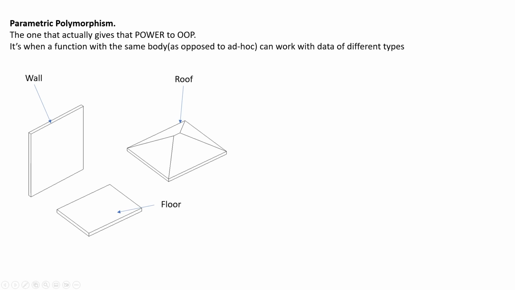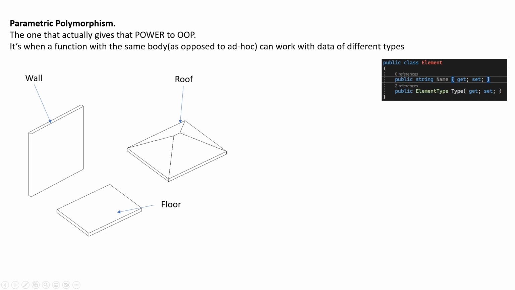So we may think, let's create a class called element, right? So we're going to have a class called element, and just for the sake, I put the property name here, but it doesn't matter in that particular case. What does matter is that we have this property of type element type. An element type is a simple enumeration which actually defines the type of the element. So that is the type wall, roof, and floor.